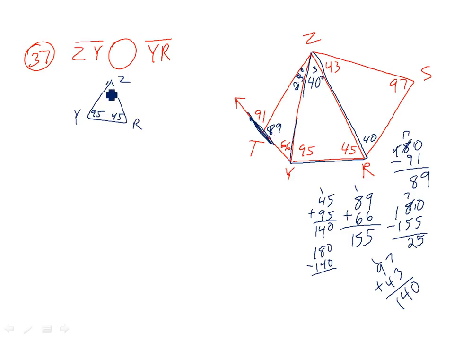Segment ZY is across from which angle? Angle R, right here, right? So what's the measure of that angle? 45. Segment YR is across from which angle? Which one of those segments has to be the longer segment then? This one over here, right? So the greater than symbol goes in there. 38.